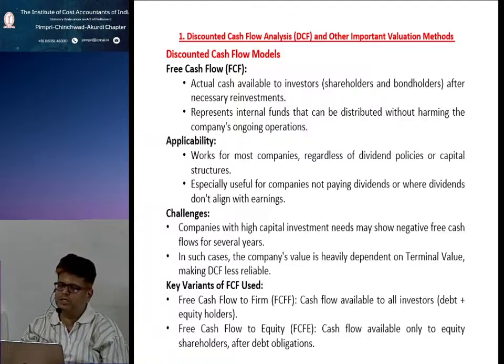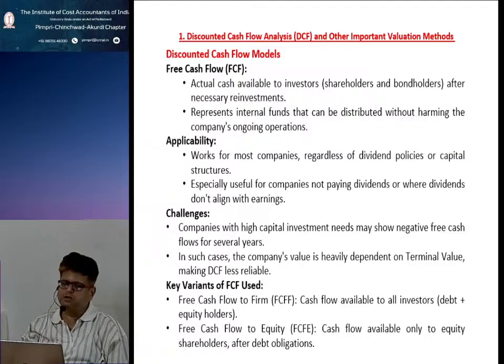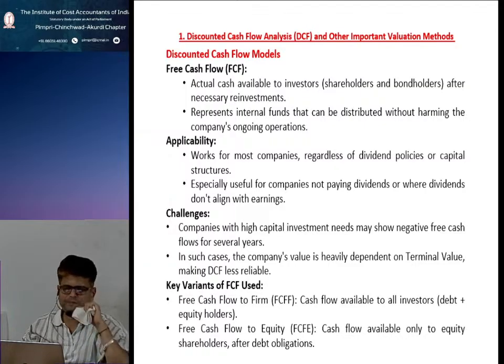So, discounted cash flow models. Let's understand the concepts. Free cash flow, FCF, is the actual cash available to investors, typically the shareholders and the bondholders, after necessary reinvestments. This represents the internal funds that can be distributed without harming the company's ongoing operations. It is applicable to most companies, regardless of dividend policy or capital structure. It is especially useful for companies not paying dividends, or where dividends don't align with earnings.